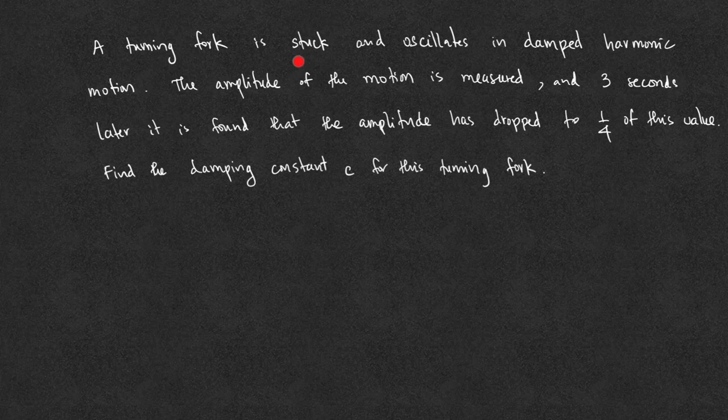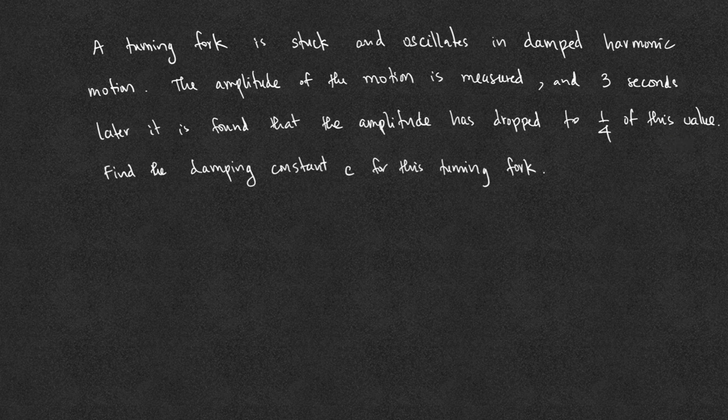A tuning fork is struck and oscillates in damped harmonic motion. The amplitude of the motion is measured, and 3 seconds later it is found that the amplitude had dropped to 1/4 of this value. Find the damping constant c for the tuning fork. Notice that we were not told the amplitude, but it won't matter in this case.